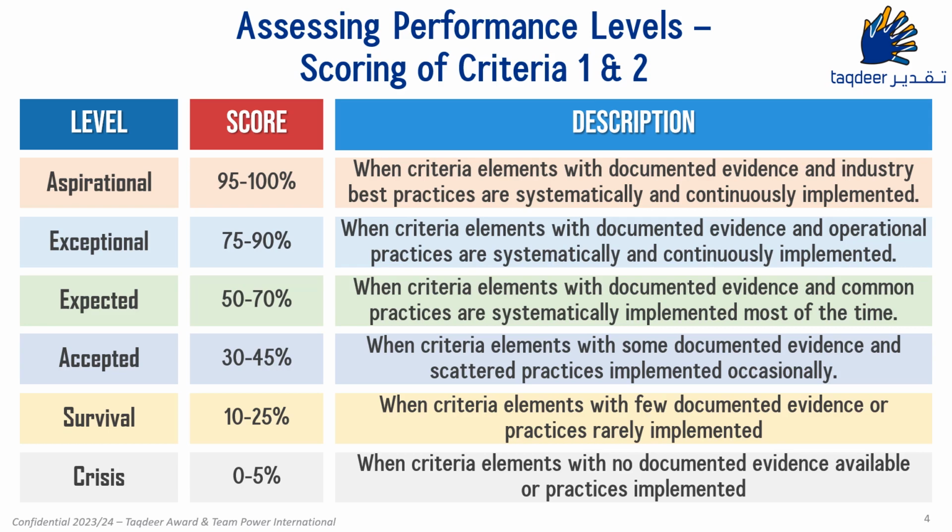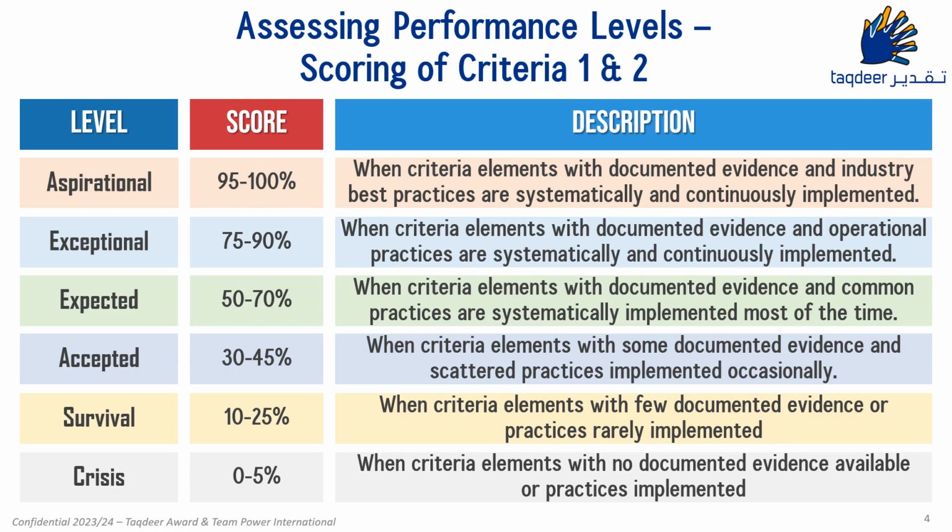Expected level performance is typically assigned when assessors find criteria elements with documented evidence and common practices are systematically implemented most of the time. In such cases, the assessment team usually selects a score level between 50% and 70% at 5% intervals.